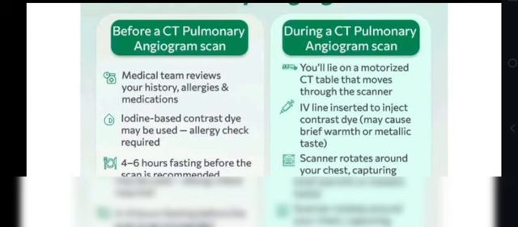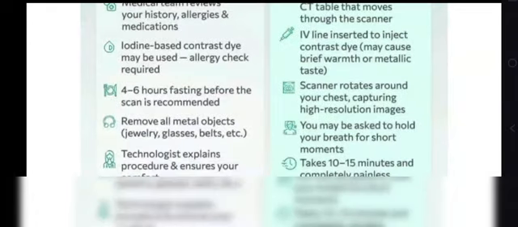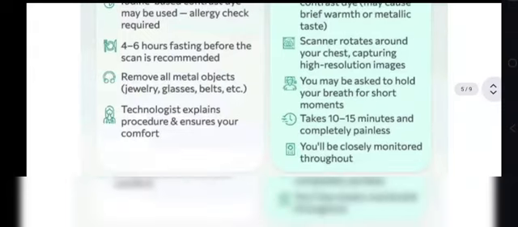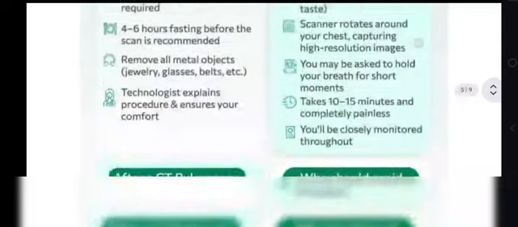Usually, before the scan, we review the patient's history, medications, and allergic reactions. An iodine based contrast will be used, so we have to check for allergic reactions. Then, 4 to 6 hours of fasting is compulsorily recommended. We remove all metallic objects from the patient's body, and the technologist explains the procedure and ensures that the patient is comfortable.